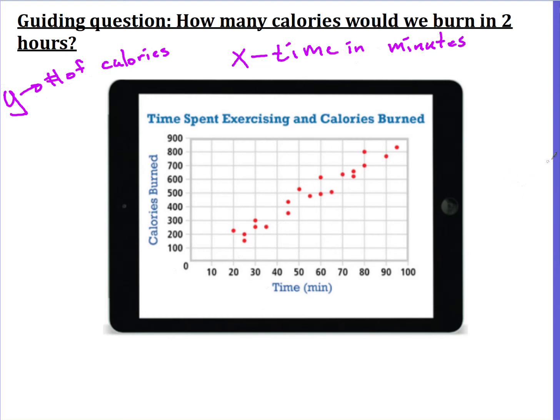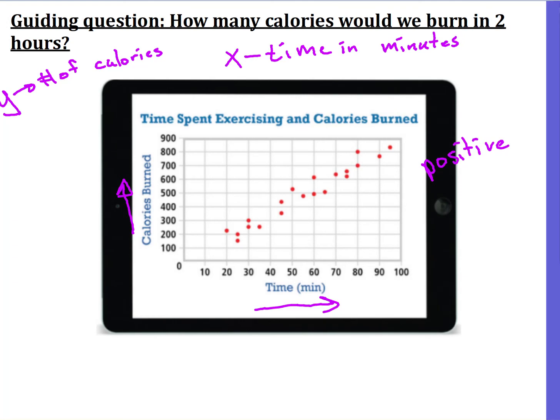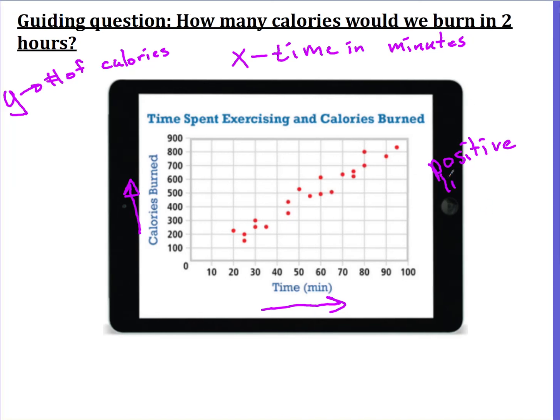All right, so right off the bat, we can say, well, the more time I exercise, the more calories I burn. So we've got a positive fit. I could try fitting quite a few different things on here, but if I try to fit something non-linear, let's even try a different one, it doesn't quite fit very well. That looks pretty linear to me. So we've got two things about it: it's positive, and it also looks pretty linear.